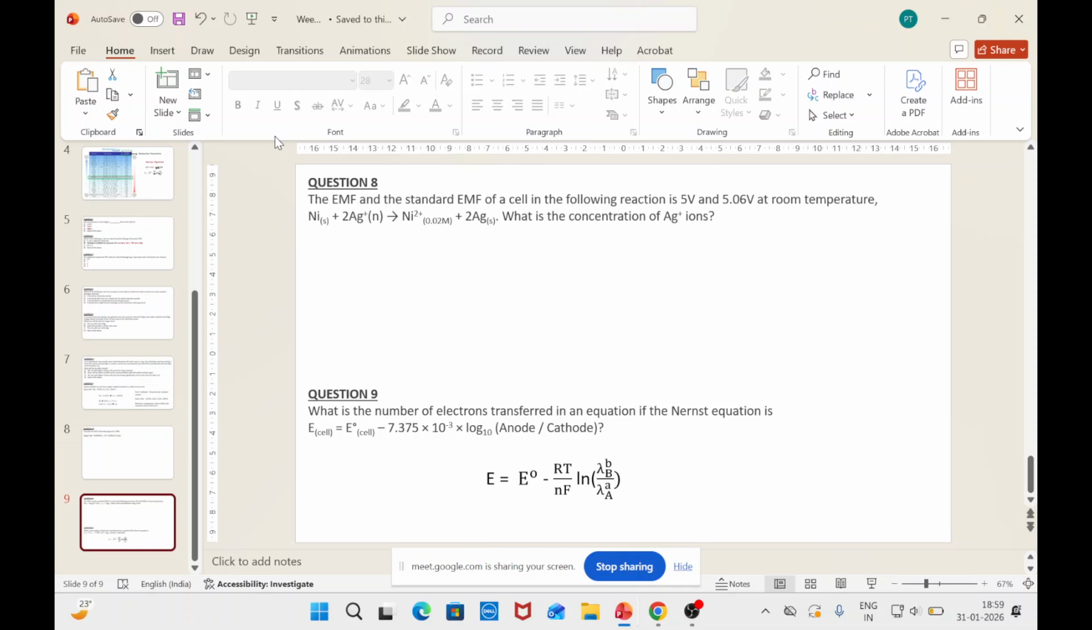You need to write the value of RT by NF as 7.375 into 10 to the power minus 3. Just equate both, and since I have already told the values, it's under the standard condition. So use R, T, and F values as such, and then get the value of n. So what will be the n value? Has anyone calculated?